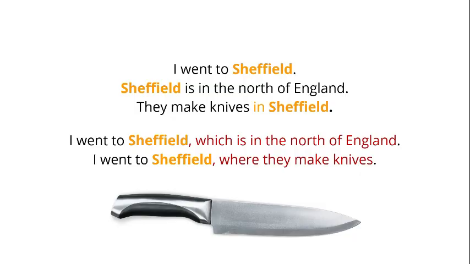So in the first sentence, I'm only describing it as any other object, so I'm not talking about it as a place. Whereas the second one, because they make knives in Sheffield, it's much more of a place, so I'm using where.